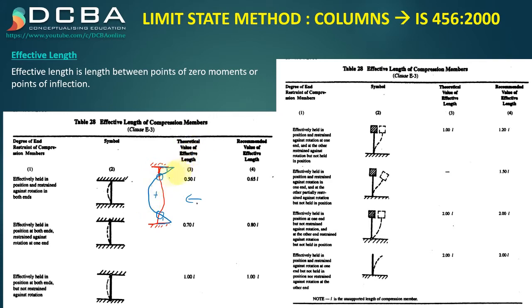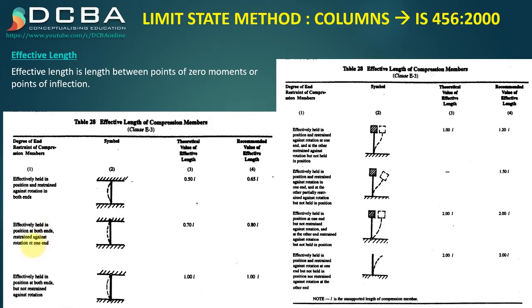So this is the effective length, the distance between points of zero moment or points of inflection. For both ends fixed, the theoretical value of effective length is just 0.5 times the total unsupported length, so it is 0.5 L. This is the theoretical value, but the recommended value by IS 456 is 0.65 L. So this is the value that we will be taking.